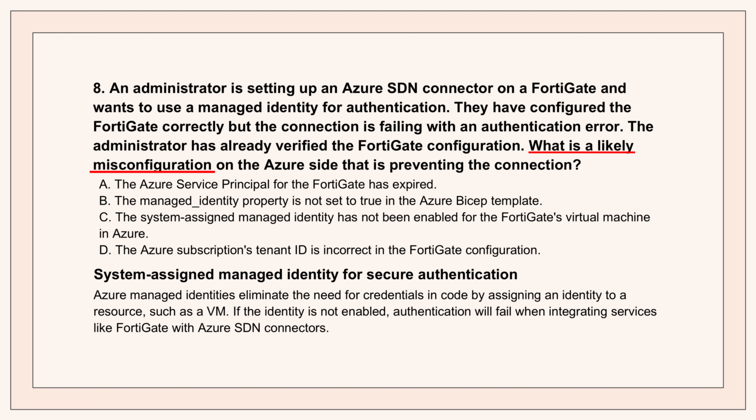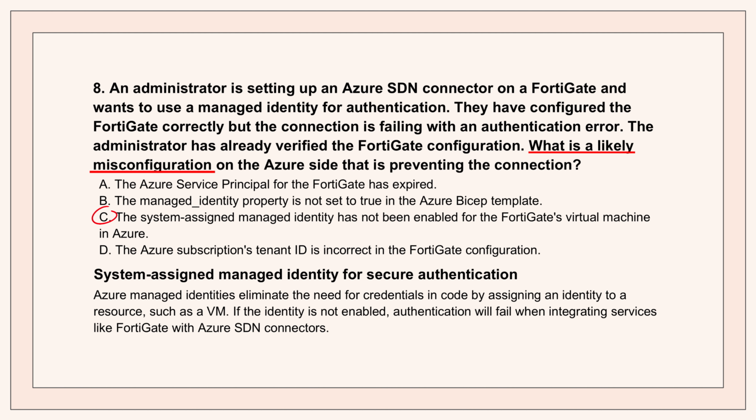We love the idea of credentialless auth, but sometimes there's that one checkbox. Oh, this is such a common stumble when people first start using managed identities in Azure, even though they're a fantastic security improvement. The absolute most likely culprit here is that the system-assigned managed identity simply hasn't been enabled for the FortiGate's virtual machine within Azure itself. You see, for a VM or another Azure resource to use a system-assigned managed identity, you must explicitly go into the Azure portal or use CLI to switch that identity on for that specific resource. It's like flipping a switch.